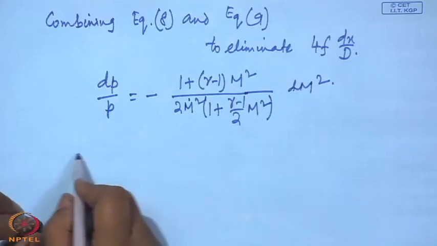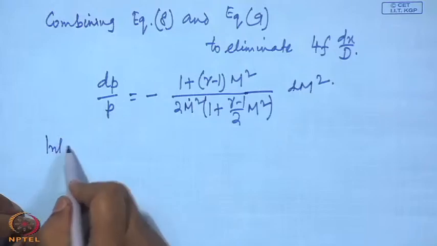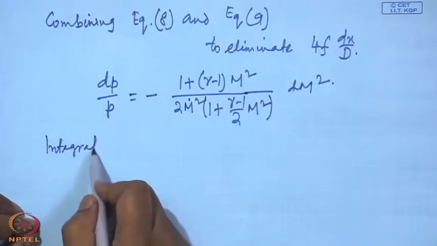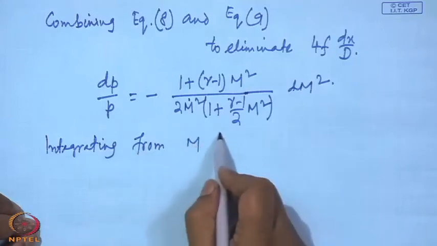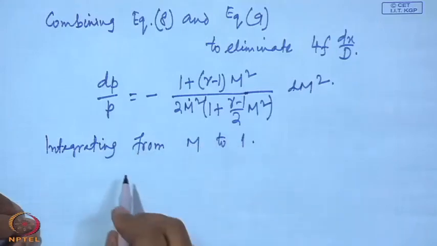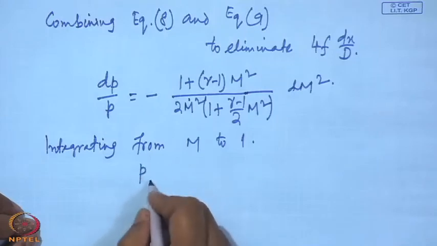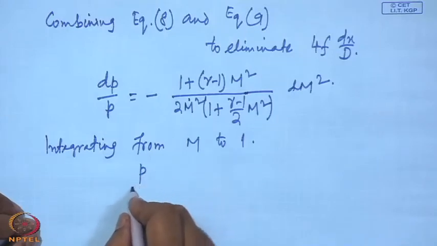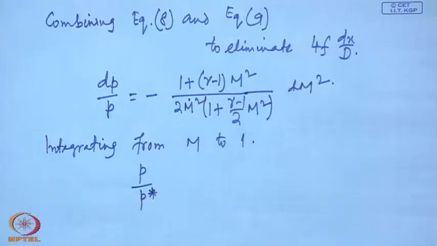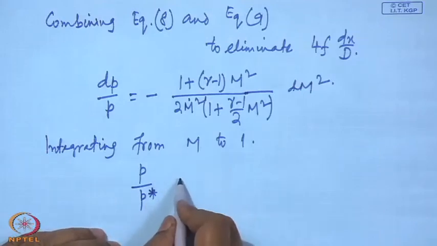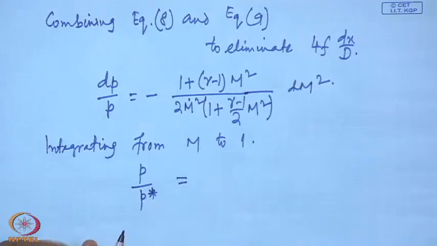And again integrating this, we have P by P star, where P star is the pressure where Mach number is unity in this flow with friction. So, this P star, as we mentioned earlier, is different from the P star that we obtain when the flow isentropically reaches unity.